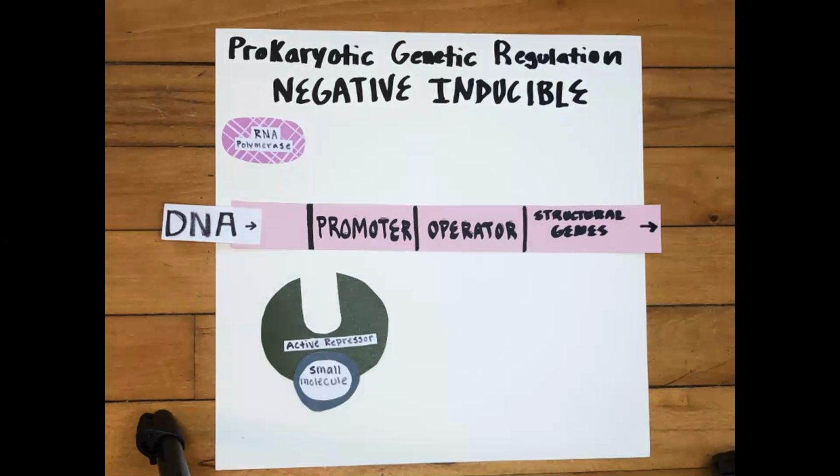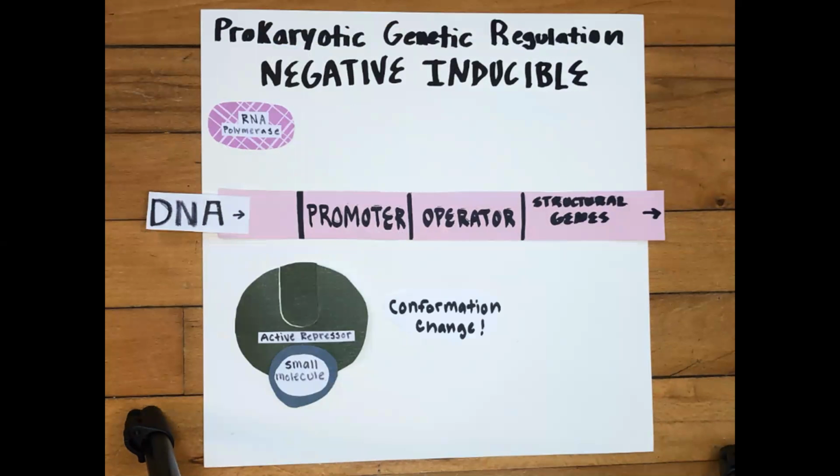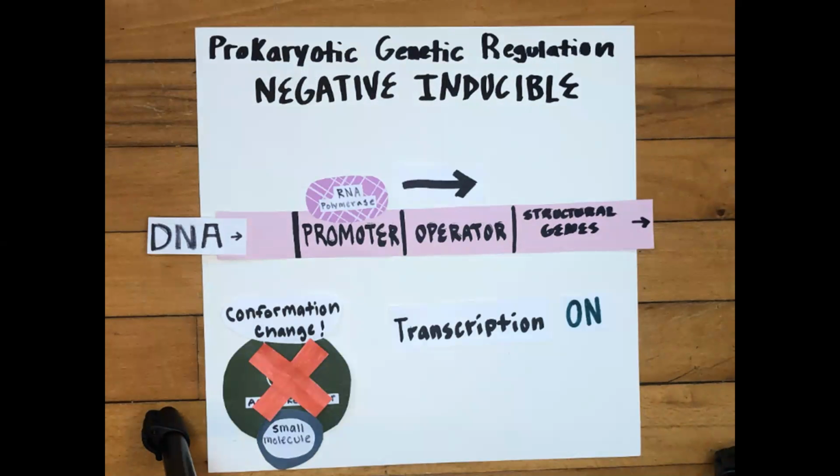The small molecule binds to the active repressor, causing a conformational change to the repressor protein. This causes the active repressor to change into a shape that is no longer able to bind to the DNA strand, which allows the RNA polymerase to bind and transcribe the DNA.